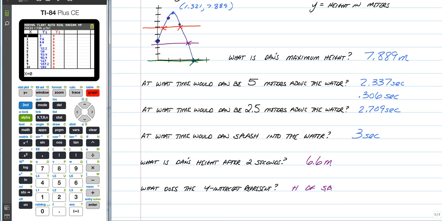So that's it. That's how you use your graphing calculator to analyze a quadratic function, but to answer some questions about it in terms with an application problem.